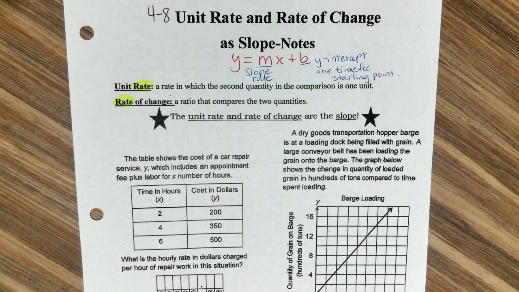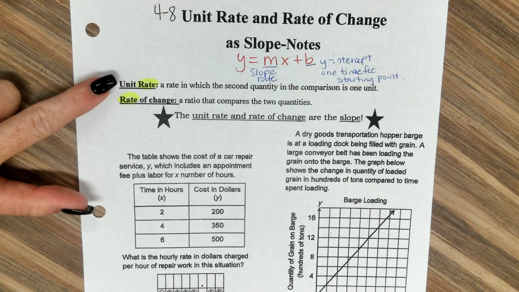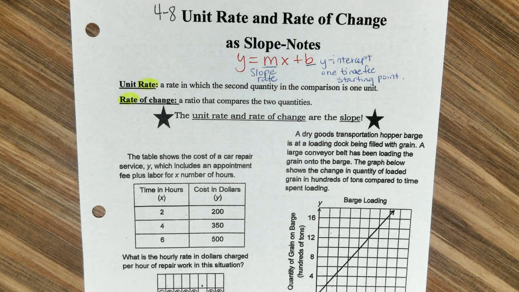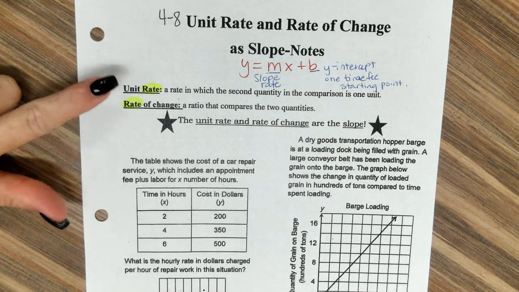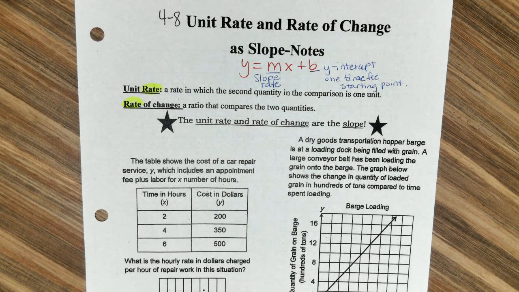The only difference between the two is a unit rate is broken down where the second quantity is 1. So y'all know how slope has a rise over run? I need everybody paying attention. All eyes up here. Y'all know how slope is a rise over run? For unit rate, the run, the bottom number is always 1. Did everybody hear that? But it's still slope. So you can still do rise over run and you can still do stat. So it does not matter.